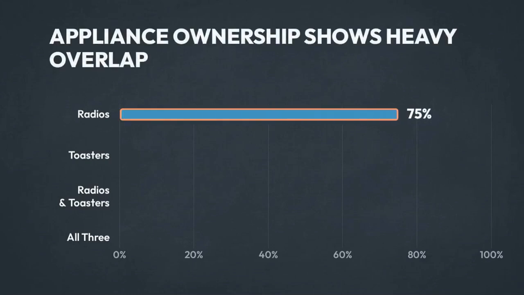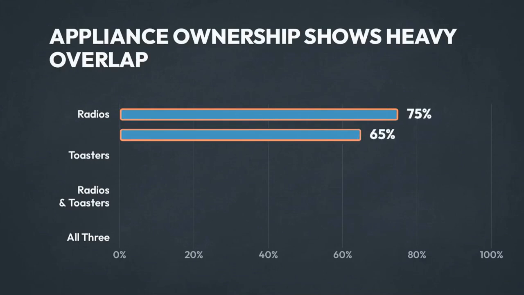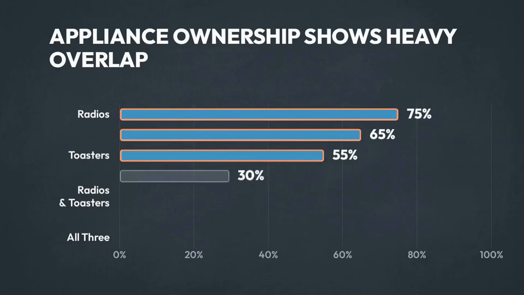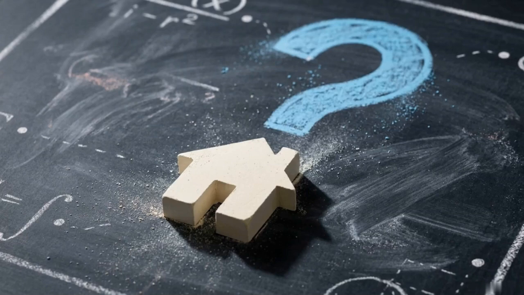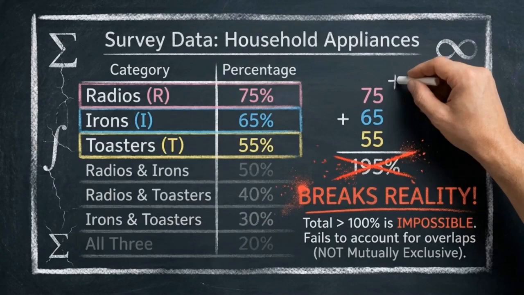The survey finds 75% of households have radios, 65% have irons, and 55% have toasters. It also captures overlaps. 50% have both radios and irons, 40% radios and toasters, 30% irons and toasters, and 20% have all three. This data presents a specific problem. If we randomly select one household, what is the exact probability they own at least one of these appliances? And conversely, what is the probability they own exactly none of them?